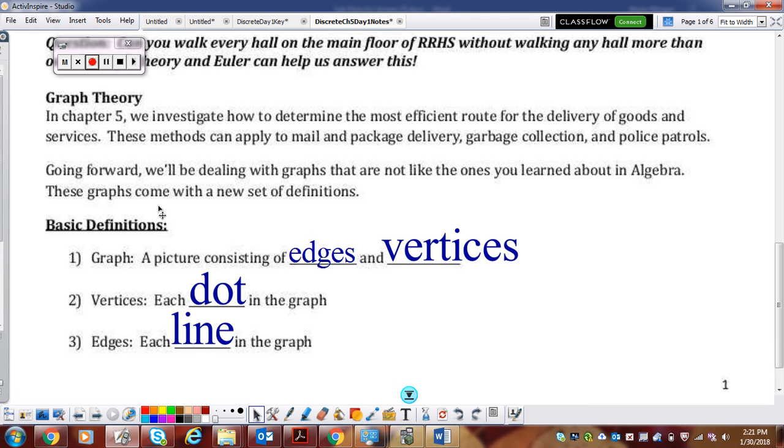So we're going to be dealing with graphs that are not like the ones in algebra. Now, of course, it has to come with new sets of definitions. A graph is a picture consisting of edges and vertices. Basically, we're talking about dots and lines. Vertices are the dots, edges are the lines, and that's how the dots are connected to each other.